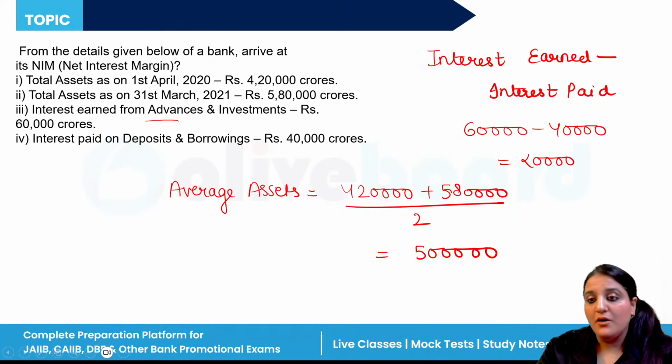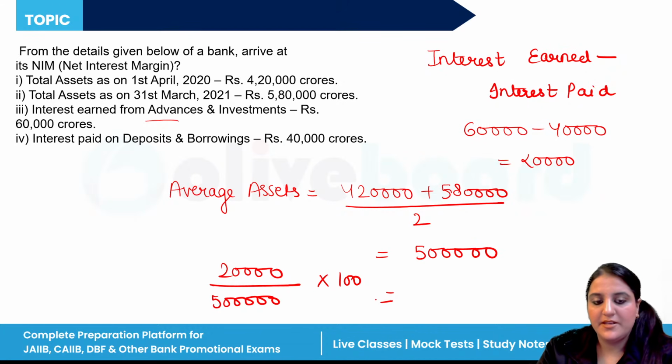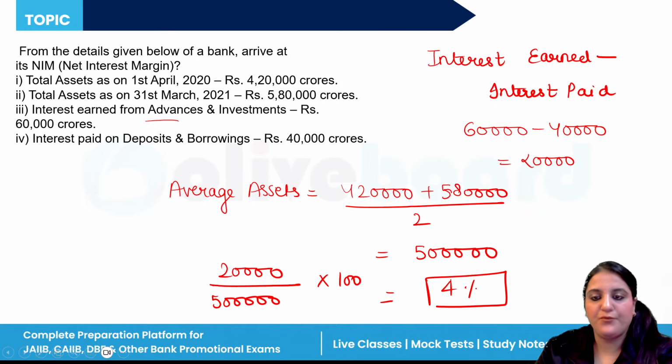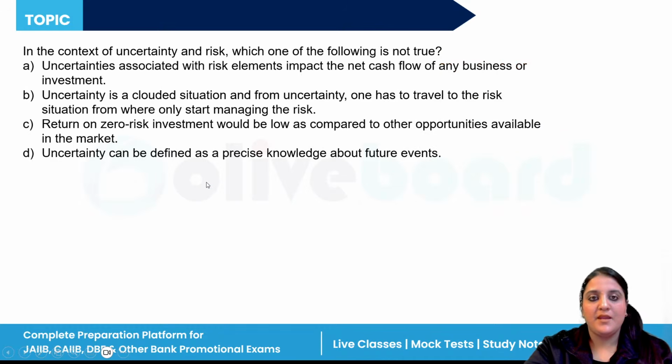Right? Now what is net interest income? It is 20,000 divided by 5 lakh multiplied by 100, which equals 4%. So this is the answer. 4% is the answer. Clear? How to calculate the NIM? This is the way. Next question.